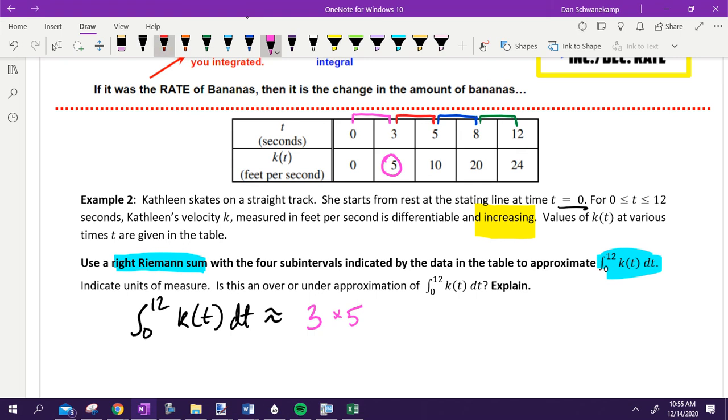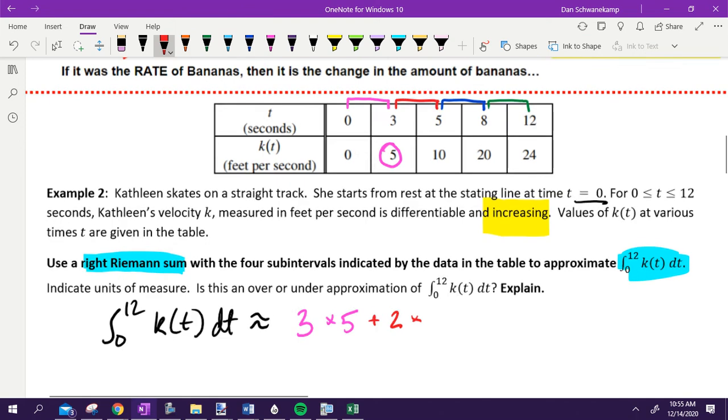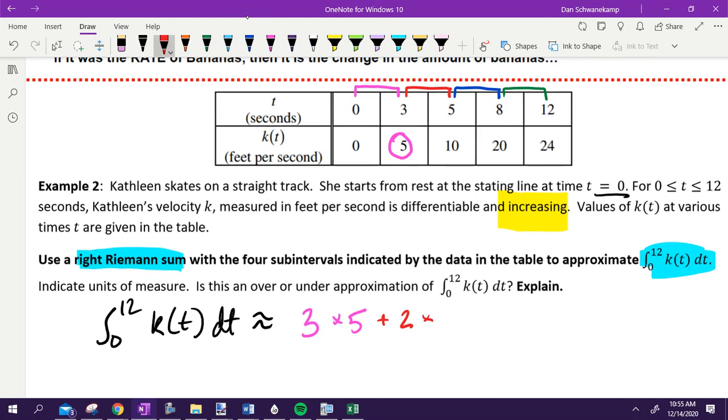Then I'm going to do my second one. Isabella, what's the width of my second one going to be? 2, because she's going from 3 to 5. So her width is 2. What is the height going to be if we're doing a right Riemann sum? That is 10. We're picking the number on the right, so it's 2 times 10. Omalati, what about the width of my next one? It's 3, because we're going from 5 to 8. What is your height going to be? 20. Pick the number on the right.